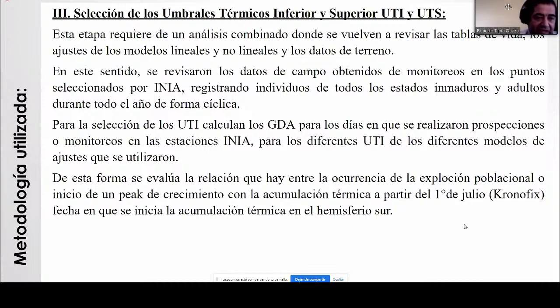To select the minimum maximum temperature, we calculate cumulative degree days for the days where we had inspection or monitoring in our stations for the different lower temperatures and different models that we used. That way, there's an evaluation of the relationship between the occurrence of population explosion or the beginning of a growth peak with the temperature accumulation starting on July 1st, the chronofix, or the date where we start the thermal accumulation in the southern hemisphere.